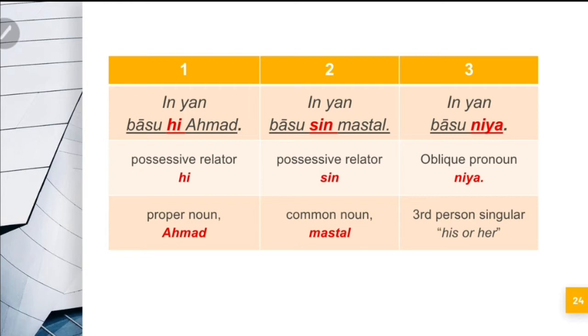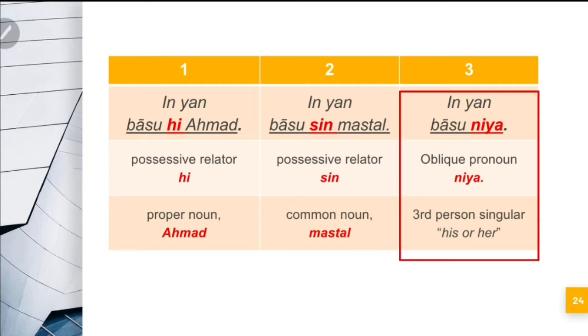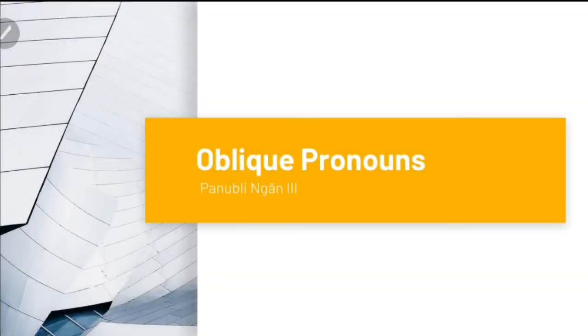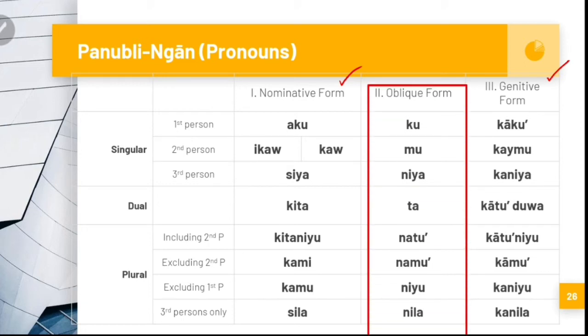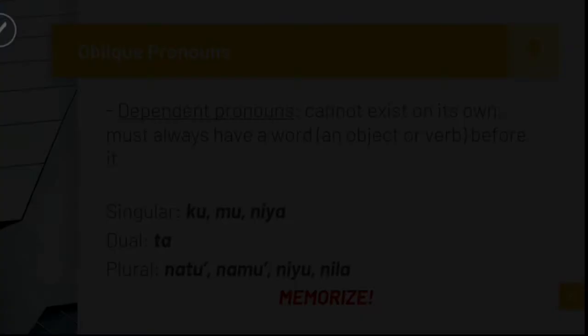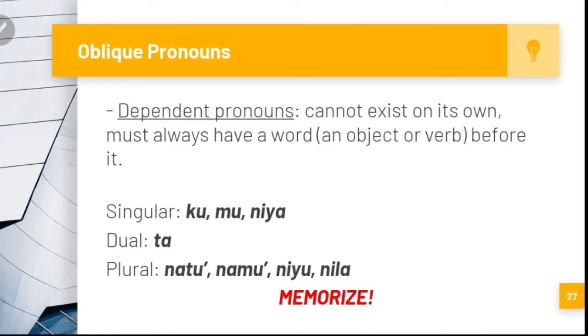Now let's discuss the remaining pronouns, which are the oblique pronouns. Third person singular is represented here by the pronoun niya, which is an oblique pronoun. Again, here's our handy dandy table. We have discussed the nominative form and the genitive form of the pronouns, and the remaining ones are the oblique form. So oblique pronouns are dependent pronouns.